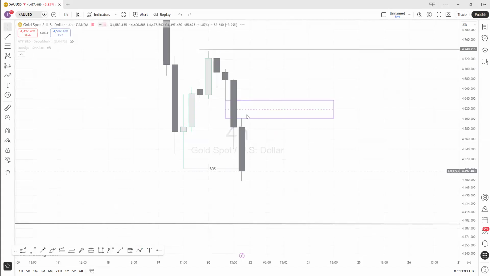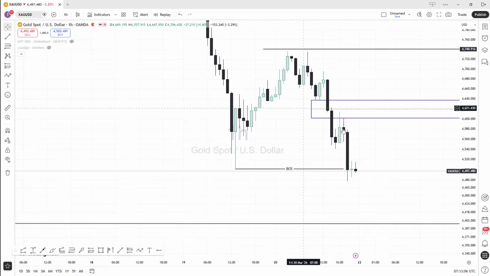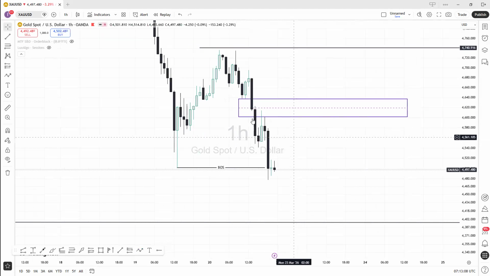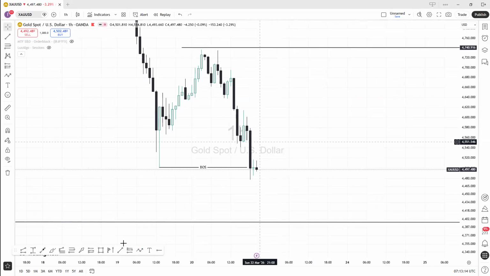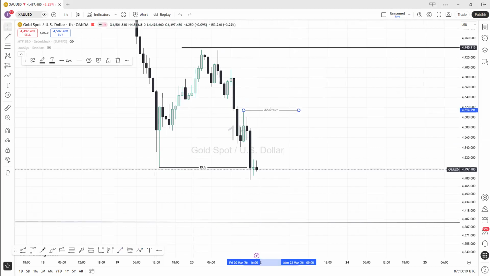Shift your time frame to 1 hour. On the 1 hour time frame here, you have this on that level. Let us delete this level. Here we have this buy side liquidity. We have that buy side liquidity.